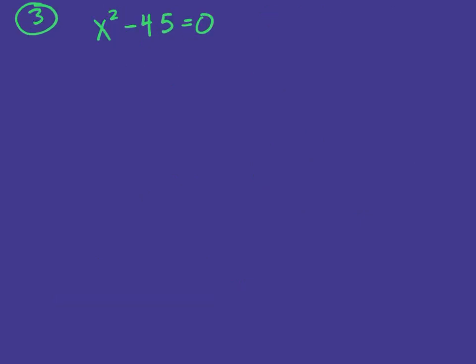Number 3, x squared minus 45 equals 0. So here we want to get the squared variable or parentheses by itself. And unlike the other ones where we had a number butted up against the squared variable, here we're subtracting 45. So if we want to get that x squared by itself, we just have to add 45. X squared equals 45, and then once you've got the squared variable by itself, you're going to square root both sides.